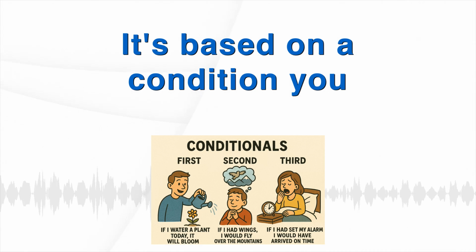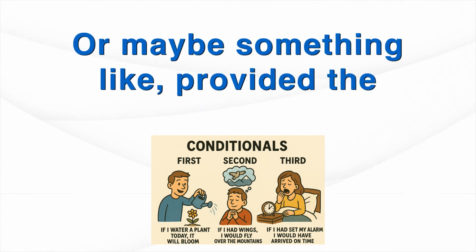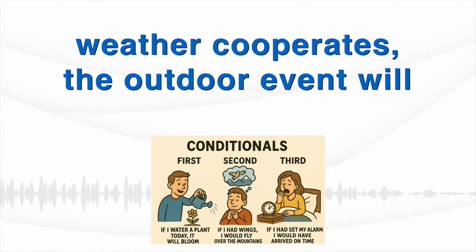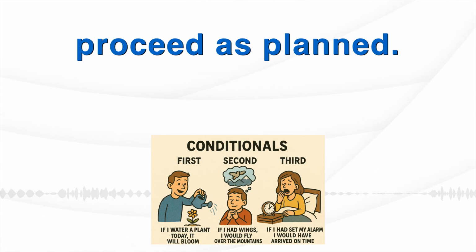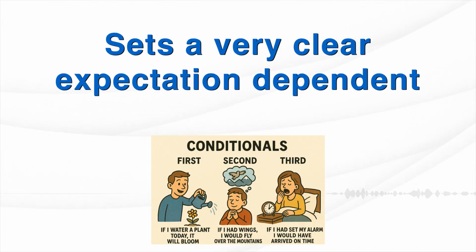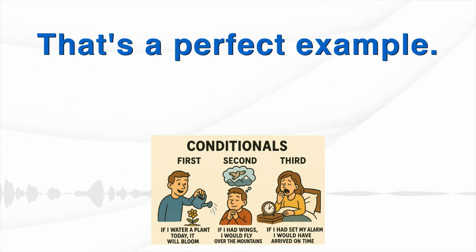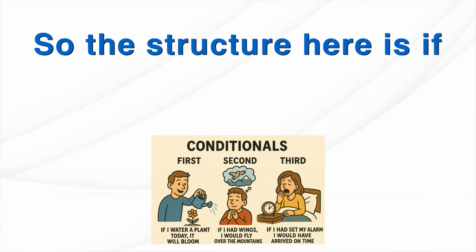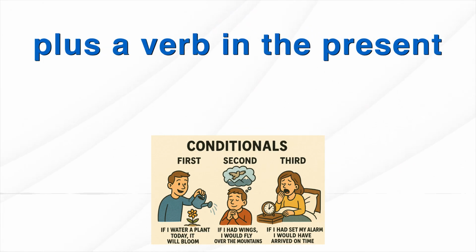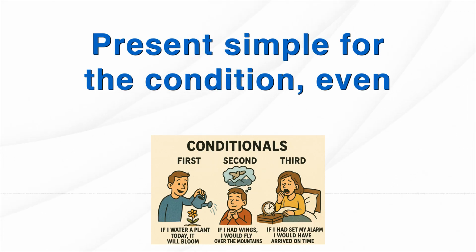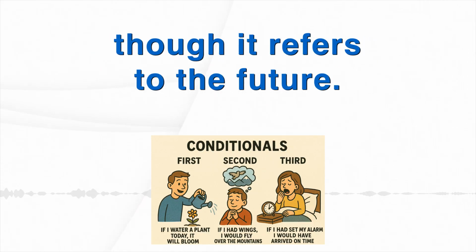Exactly. It's based on a condition you think is likely. Or maybe something like, provided the weather cooperates, the outdoor event will proceed as planned. Sets a very clear expectation, dependent on the weather. That's a perfect example. So the structure here is if plus a verb in the present simple tense. Right, present simple for the condition, even though it refers to the future.